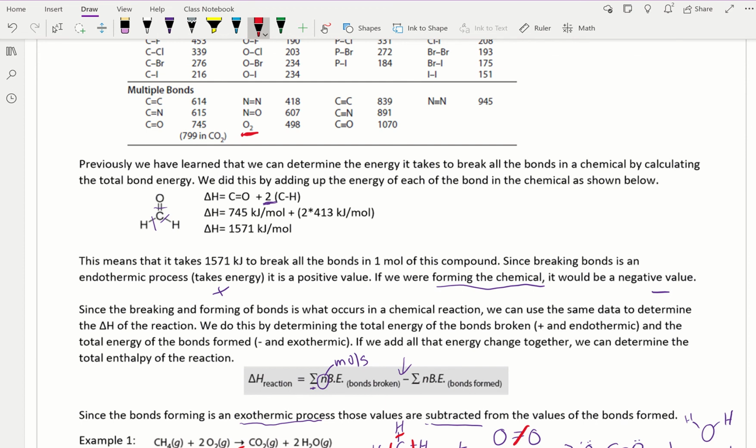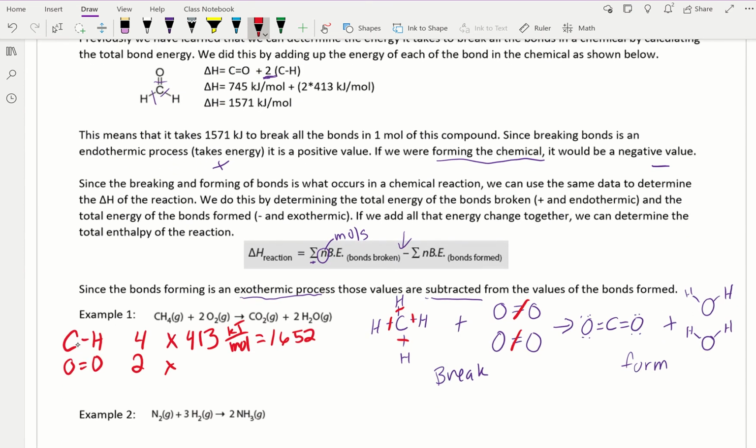So 498 kilojoules per mole. So 498 times 2 gives us 996. Okay, these are all in kilojoules per mole. All right, so those are our bonds breaking. I'm going to go ahead and put my bonds forming in green here.